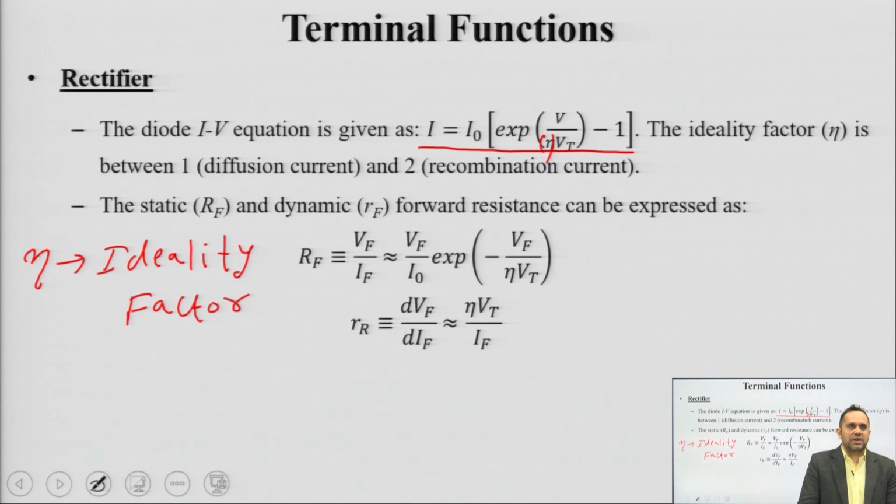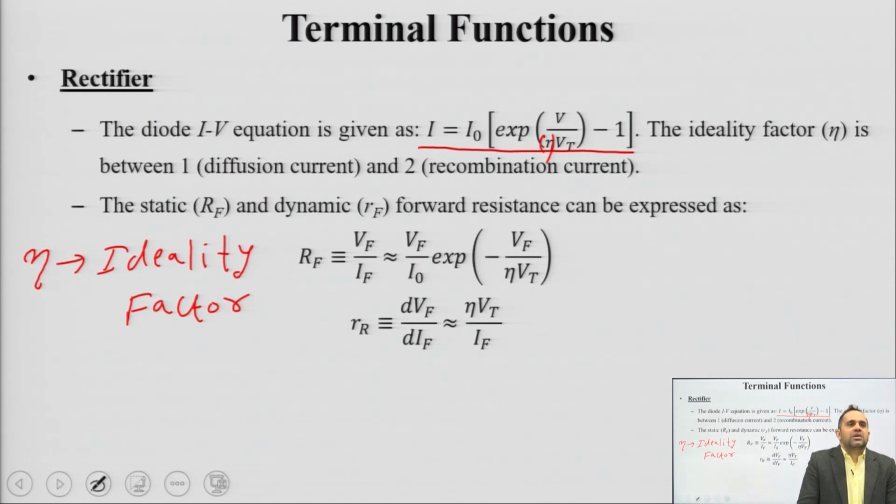If by recombination, it will remain as 2. Okay. So, ideality factor generally fluctuates between 1 and 2. For silicon diode, it is different. For germanium diode also it is different. So, it is also material dependent. It is dependent upon the current mechanism also.